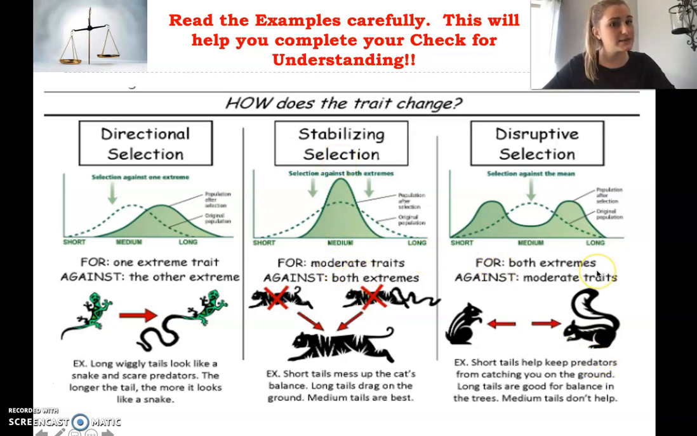And the last is disruptive selection. Short tails can keep predators from catching you on the ground. Long tails are good for balance in the trees. Medium tails don't help. So because medium tails do not help, those are going to be eliminated from the population, whereas the short tails and the long tails are going to increase. This is disruptive selection. We see the intermediates decrease and the extremes increase.